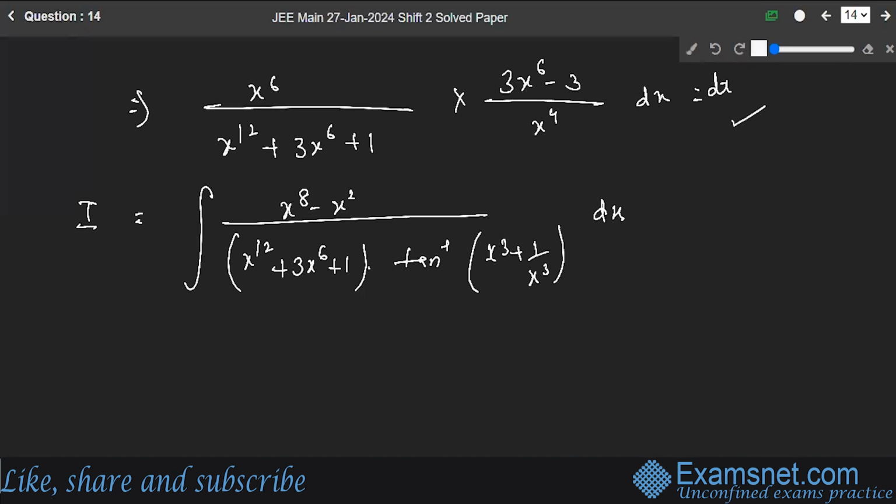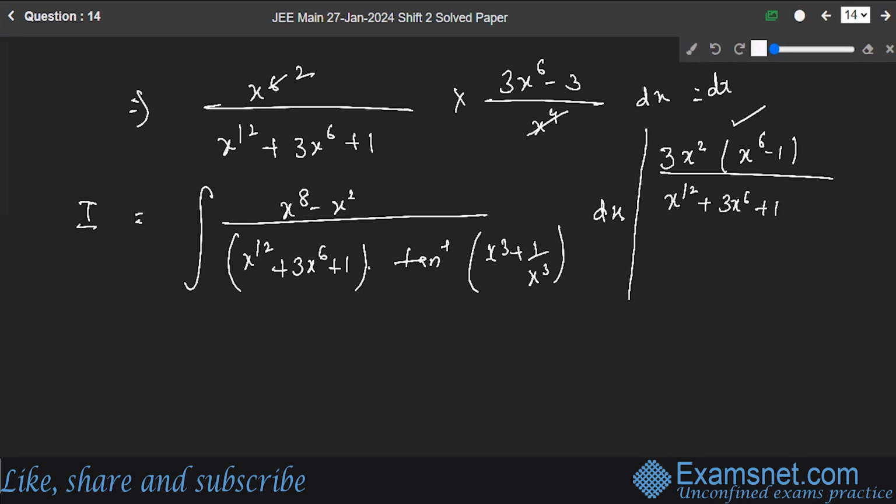I need a bit more calculations for this part. I'll do this thing. This will cancel at 2. Okay. And I'll take 3 common from here. This will be 3 into x square into x power 6 minus 1 whole divided by x power 12, 3x power 6 plus 1 dx is equal to dt. Okay. Now this will be 3. I'm letting it be like this: x power 8 minus x square upon x power 12, 3x power 6 plus 1 dx is equal to dt.